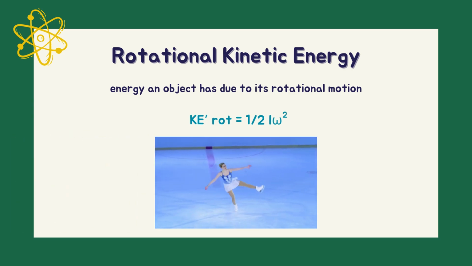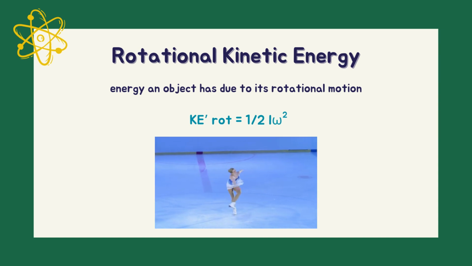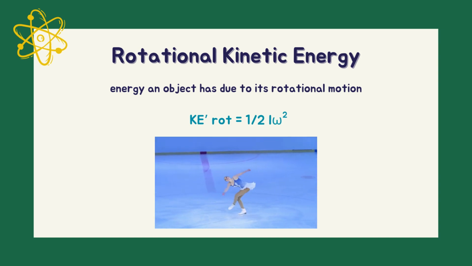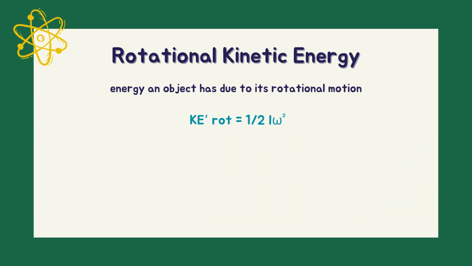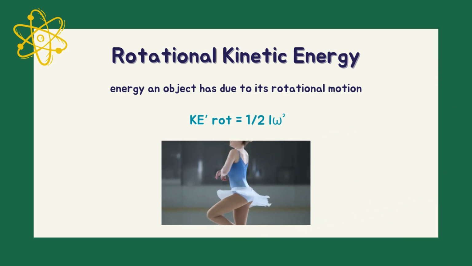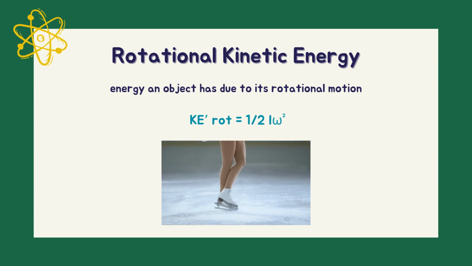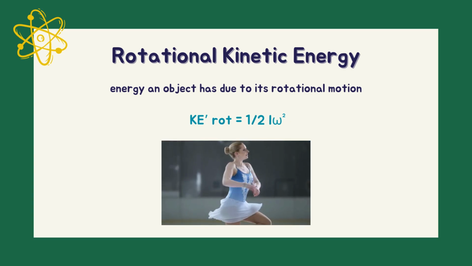For example, when a skater spreads their arms, it increases their moment of inertia, which in turn decreases their angular velocity, so they slow their spin, which decreases their rotational kinetic energy. Alternatively, when a skater tucks their arms closer to the body, they decrease their moment of inertia, their angular velocity increases, causing them to spin faster and gain more rotational kinetic energy.